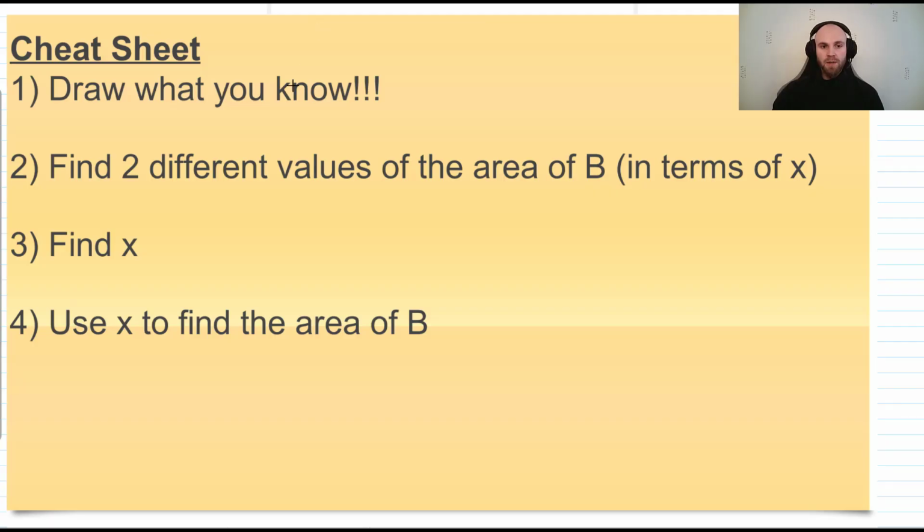So if we look at the cheat sheet, number 1, this is my personal rule, just draw. Sometimes you can't visualise the answer, but if you just draw something, it can help you. So make sure you do that. Part 2, find 2 different values of the area of B in terms of x. Part 3, we're going to find what x is.